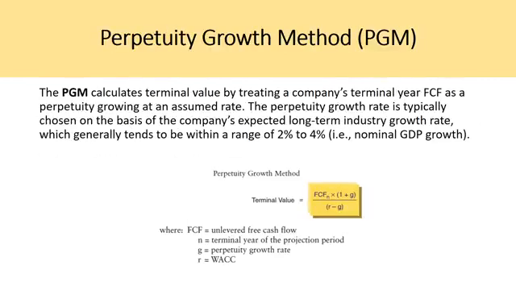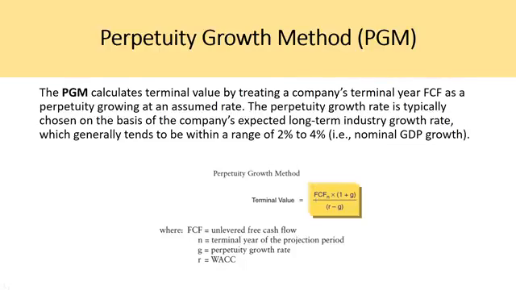Now, the PGM, the perpetuity growth method, calculates terminal value by treating a company's terminal free cash flow as a perpetuity growing at an assumed rate. The perpetuity growth rate is typically chosen on the basis of the company's expected long-term industry growth rate, which generally tends to be within a range of 2 to 4%, which matches the expected nominal GDP growth rate. Right? So for the PGM, what you do is you take the final year free cash flow calculation. This is why your final year needs to be accurate.